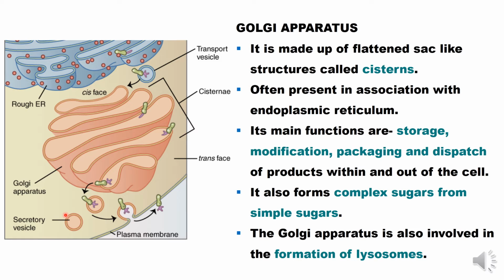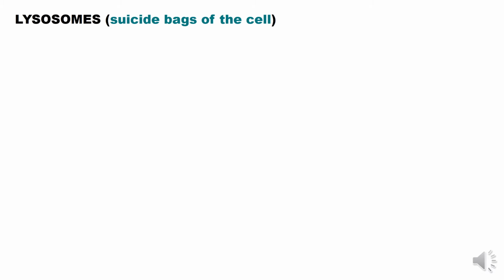So now we must try to understand that lysosomes are formed by the combined effort of the endoplasmic reticulum and Golgi apparatus. With this, let us move on to lysosomes, because remember children, endoplasmic reticulum, Golgi apparatus and lysosomes are essentially very much related to each other. Now, lysosomes are known as suicide bags of the cell. We will learn in a moment why. But what are these?